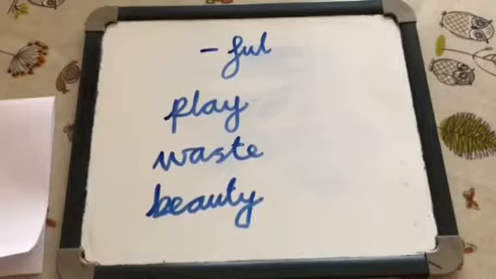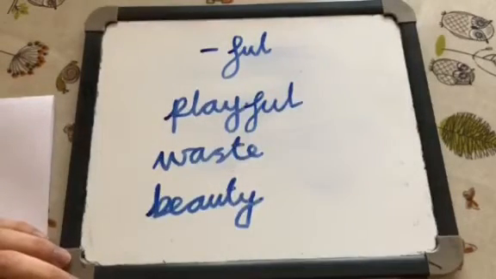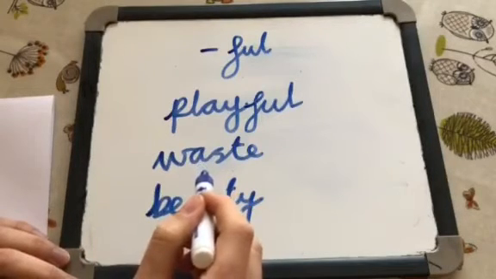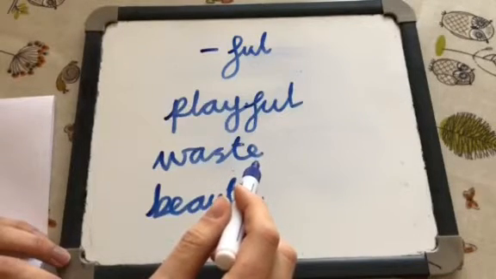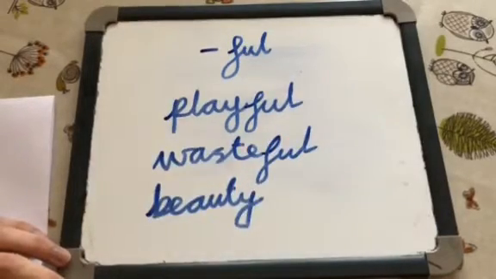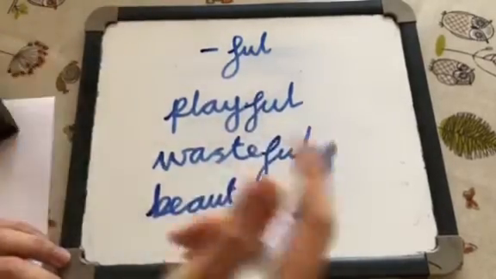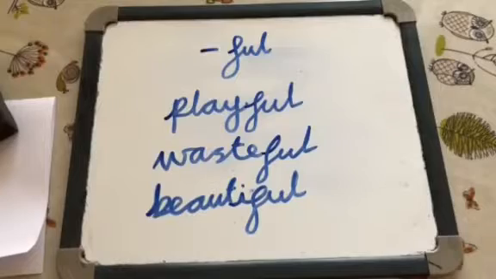Right, so if we're adding full to a word like play, I don't have to change anything. I just add my full and it becomes playful. The kitten was feeling playful. Waste, although it ends with an E, and often with other words, before you add the suffix you have to take away the E, but not with the full suffix. I just add my full at the end. Beauty turns to beautiful when I change my Y to an I, and then I add my full. Beautiful.